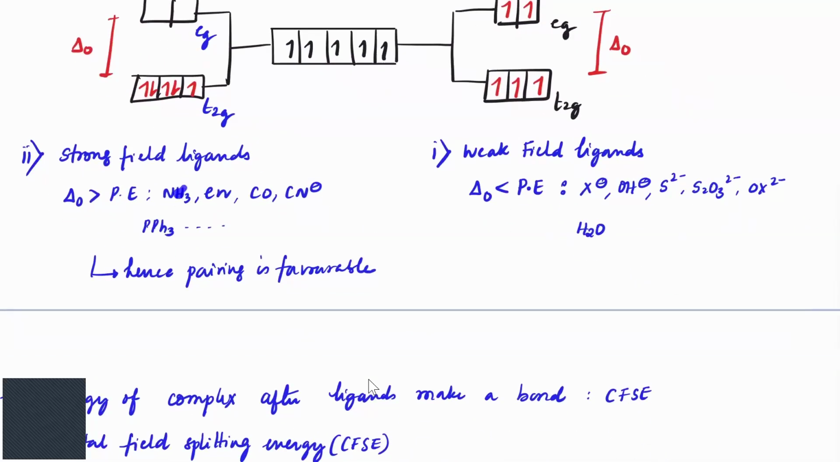So in cases like ammonia, ethylenediamine, carbonyl, cyanide, PPh3, these are all strong field ligands. Halogens, OH minus, O2 minus, oxalate, S2O3 minus, S2 minus, H2O, these are all going to be weak field ligands. So in the case of weak field ligands, you will see the pairing energy is more than delta naught.